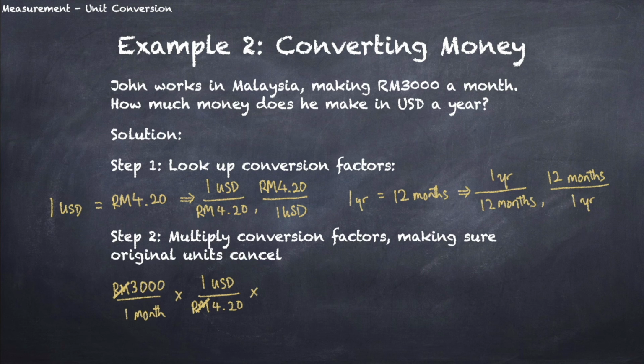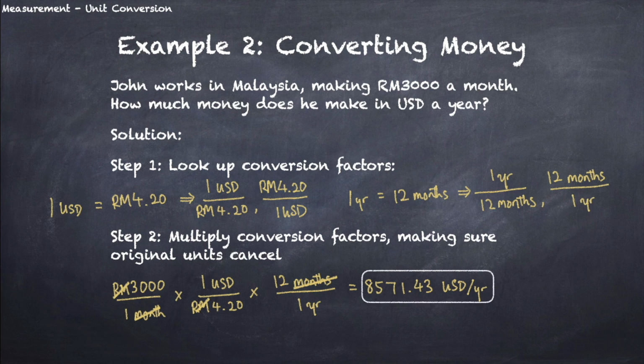Next, we want to convert from month to year. To cancel the month in the denominator, we need to choose the conversion factor that has month in the numerator. So the correct conversion factor to use is 12 months over 1 year. This way we can cancel the months and only have the units year in the denominator. Putting everything in the calculator gives us 8,571.43 USD per year, which is unfortunately below the poverty line in the United States in 2020. But maybe if John loves his job, it really doesn't matter.